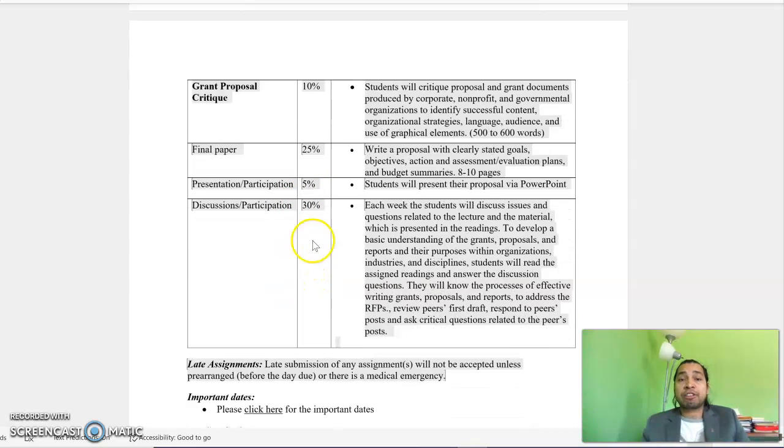And discussion participation: every week you'll have 1 or 2 discussion questions to participate in. You must answer the question, and after you respond, you also must respond to at least 2 of your peers, along with critical questions and critical feedback.